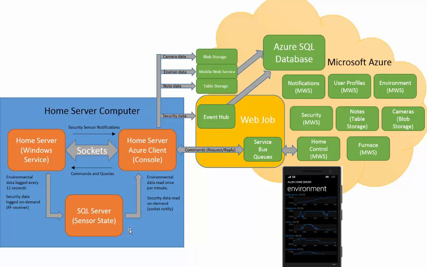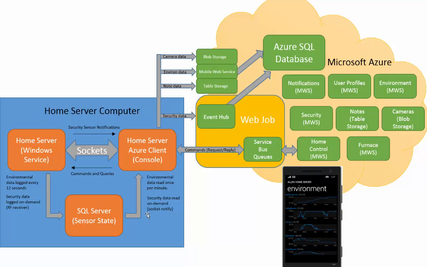So when the environmental sensors are logged to the database, there's a column in there that is "uploaded on," and that is null when they're written. And then when the home server client writes them up to Azure, it fills in that value. So if there's a connectivity problem, the next time it gets connectivity, it just goes ahead and uploads everything in batch via the mobile web service.